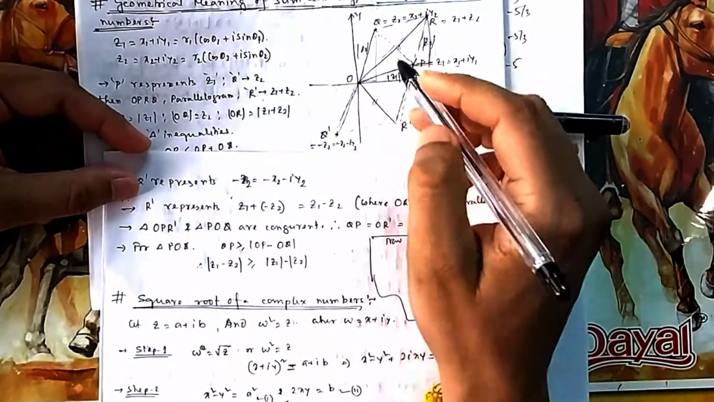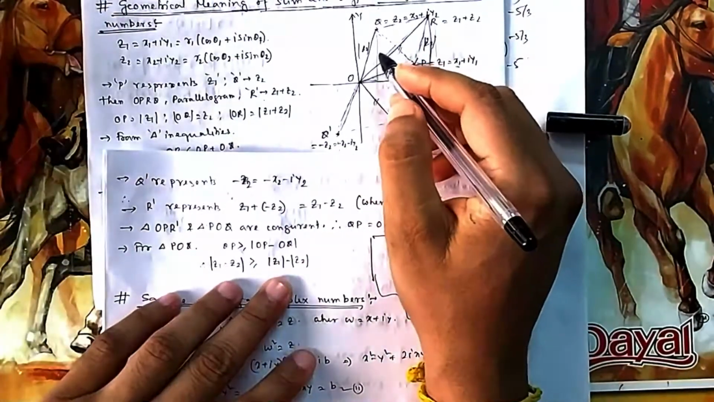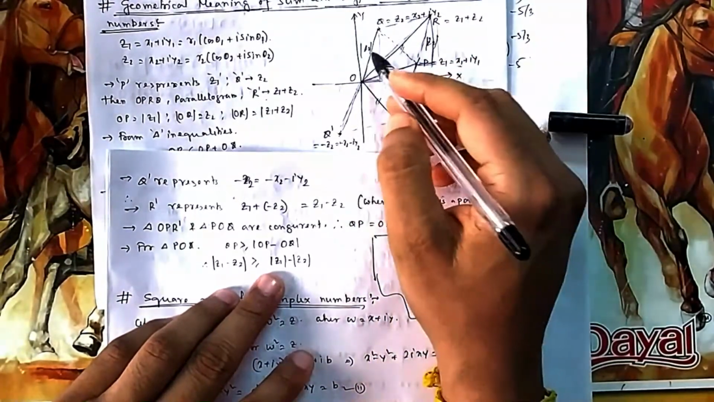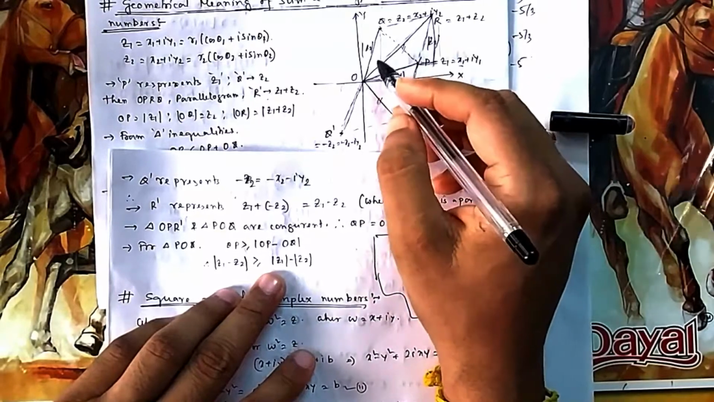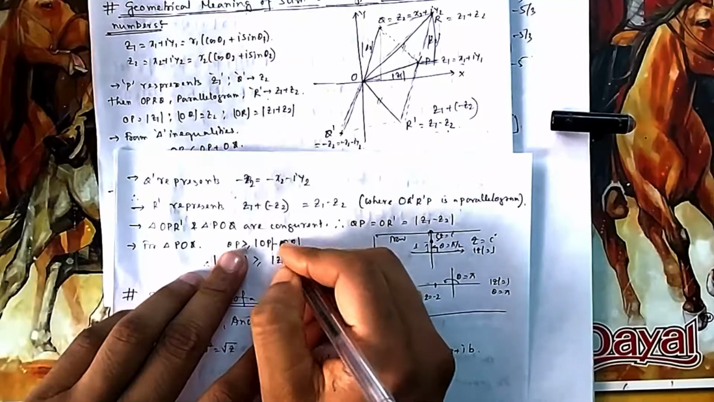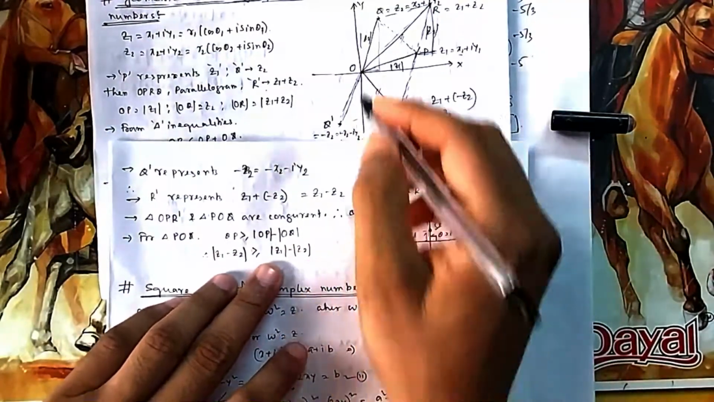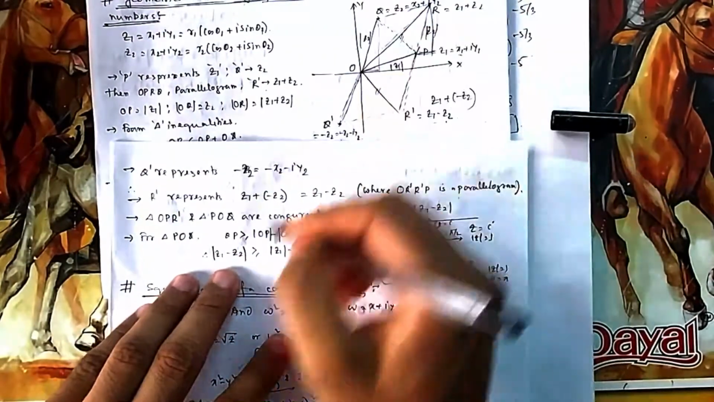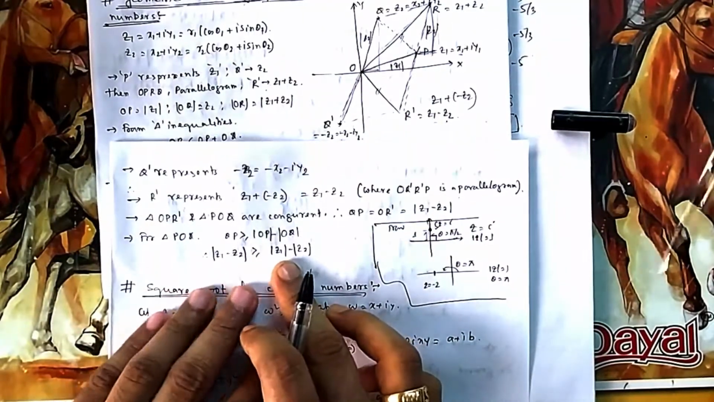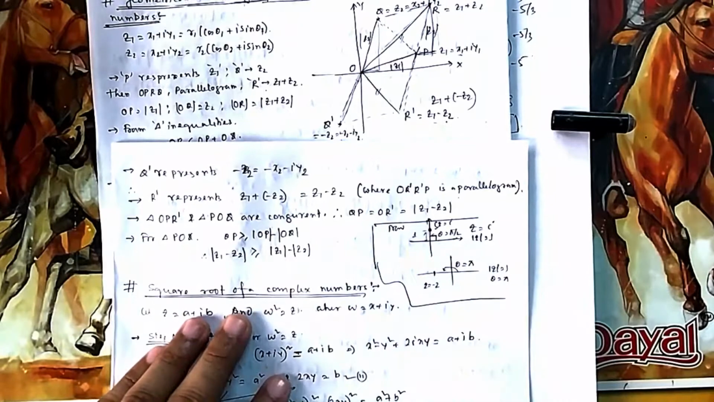What we know again is that the difference of two sides is always less than the third side in a triangle inequality. So this is Z1, this is Z2. The difference of these two, QP, is greater than this minus this, so mod Z1 minus mod Z2. QP is nothing but mod Z1 minus Z2. So this is another triangle inequality, which is extended into a modulus inequality in your complex numbers.